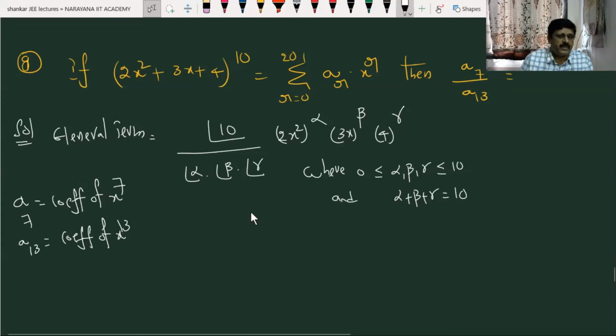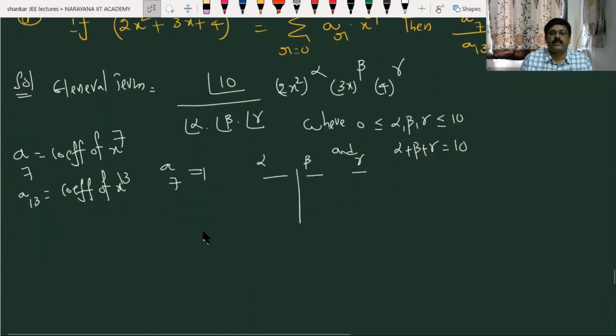Now, I prepare some tabular form, students. First of all, regarding A7, I am going to prepare a tabular form. So carefully observe. Alpha, beta, gamma. First of all, I want to take alpha as 3, students, and beta as 1. Obviously, gamma is going to be 6 because 3 plus 1 plus 6 is 10. Now, alpha 3 means, watch here, this is 2x square whole cube, x power 6. First of all, you concentrate on the x term only. X power 6. Beta 1 means x power 1 is coming. So, x power 7.